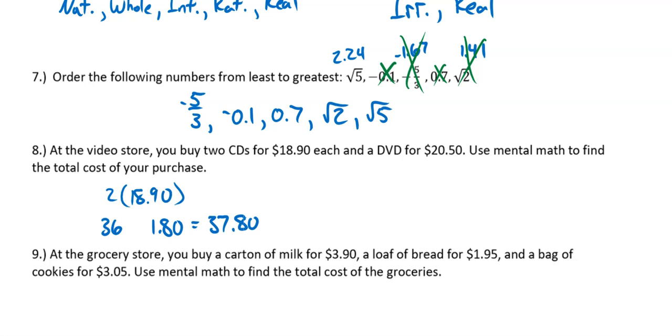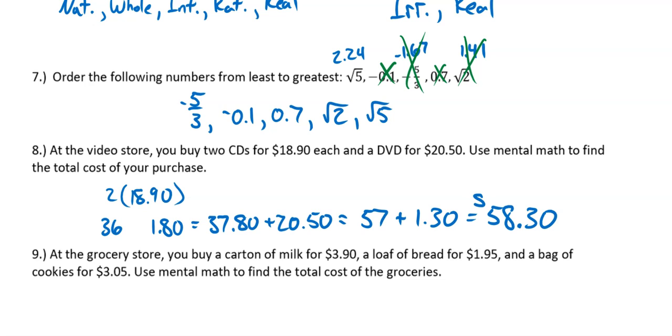But then I also want to add that $20.50. And again, the mental math approach is to look at the dollars and cents separately. When I add those dollars together, that's $57. And when I add the change together, 80 cents plus 50 cents, that's $1.30. And so as I continue to combine those, that's $58.30, okay? The big key to mental math and being able to do things in your head is about breaking this down into pieces that make sense, okay?